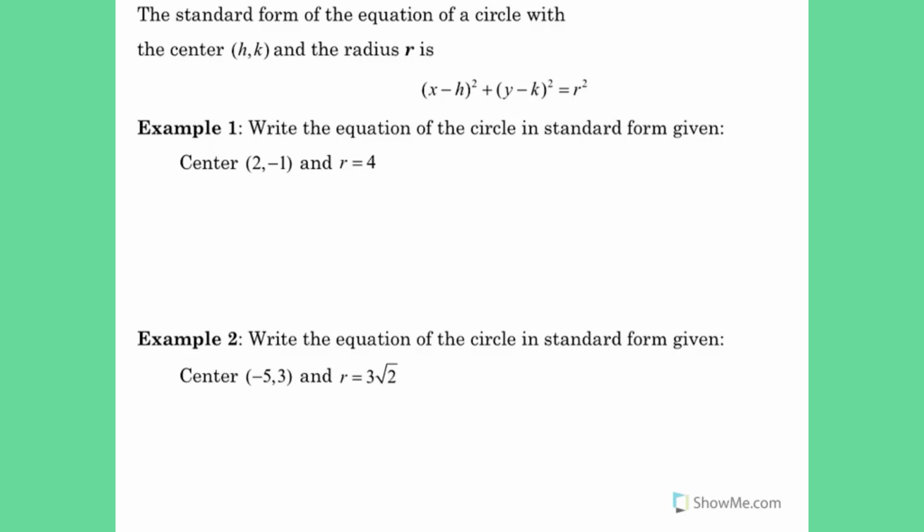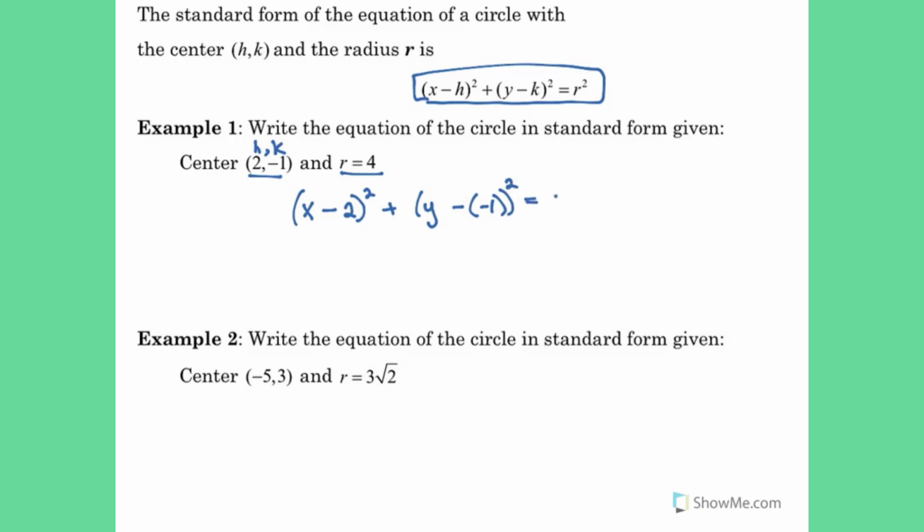Let's look at our first example. We want to write the equation of the circle in standard form, given our center and given our radius. We just want to fill in this formula. So our center is H and K. So we have X minus 2 squared plus Y minus a negative 1 squared equals 4 squared. That's all you have to do, is just fill in H, K, and R. And then just make it a little bit prettier. So this is X minus 2 squared, Y plus 1 squared equals 16.